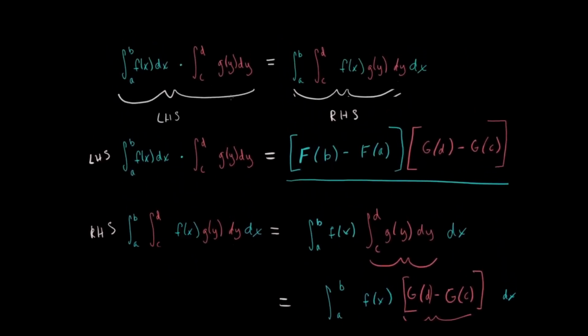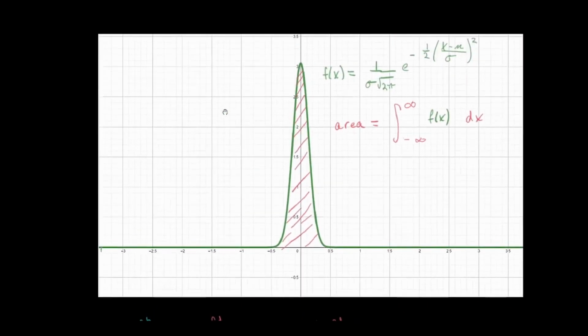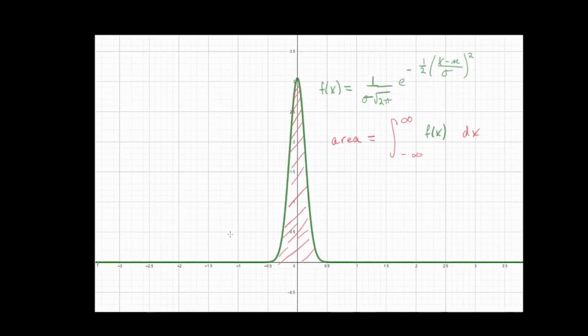This statement has been proven to be true: if we have two functions defined in different variables, like this is a function of x and this is a function of y, we can rewrite the product as a double integral, or we can go backwards and rewrite it as two separate integrals. Okay, we're one step closer to being able to prove that the area underneath this curve is equal to 1. See you in the next video.